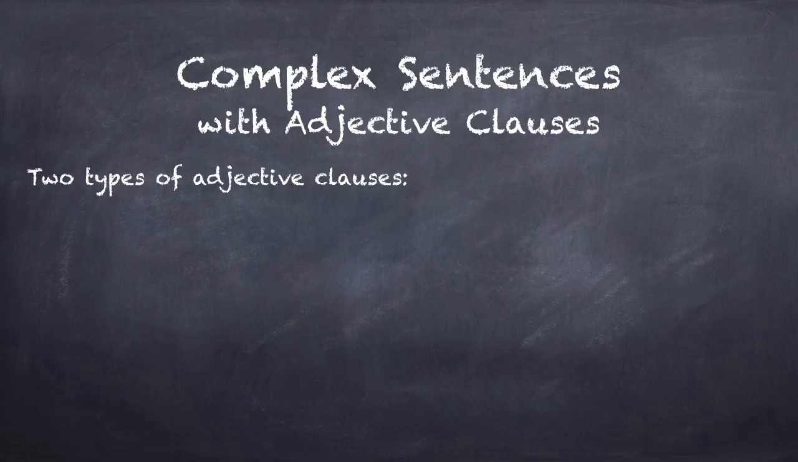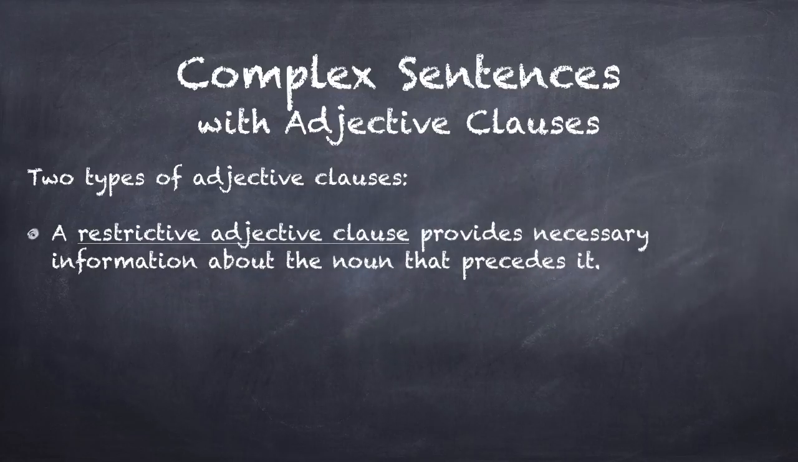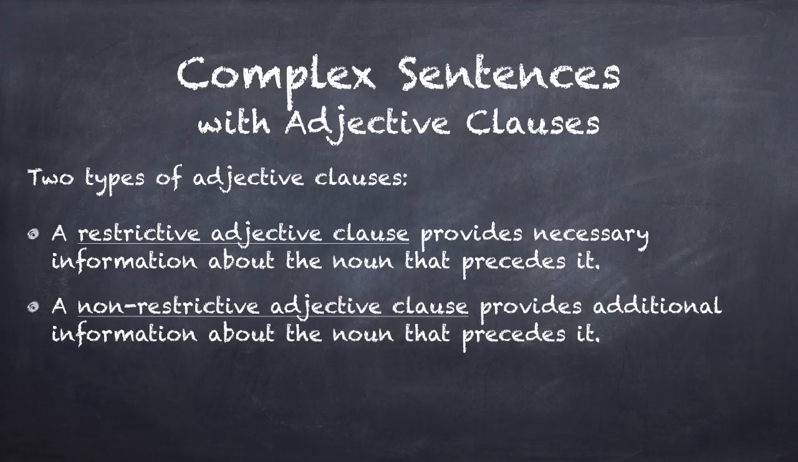In English, we have two types of adjective clauses. The first type is the restrictive adjective clause, which provides necessary and important information about the noun that it modifies. Without the restrictive adjective clause, we don't know what our speaker is talking about. A non-restrictive adjective clause, on the other hand, gives us extra information about the noun that it modifies. Without the non-restrictive adjective clause, we still know what the speaker is talking about.